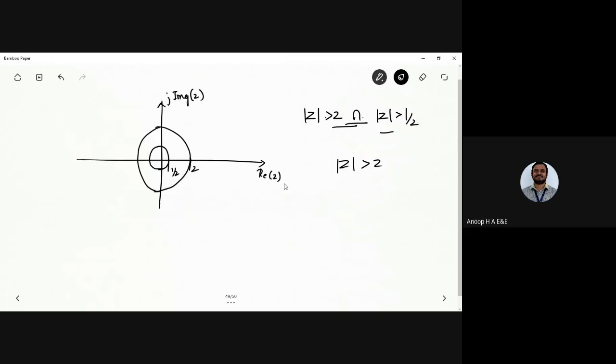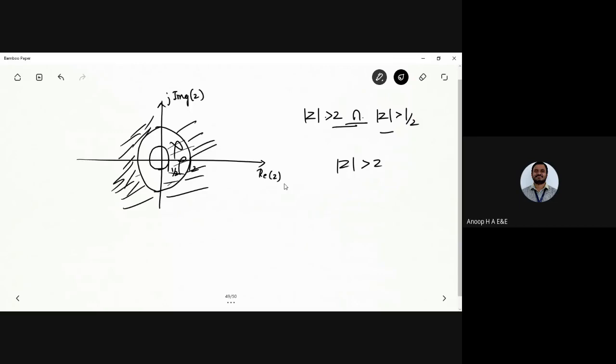If it was within the region, I could have the function being interchanged. After I cross 1 by 2, I have to reach 2 here. So this would be the entire ROC, but it is this one here. This is not the one. So this is the ROC.